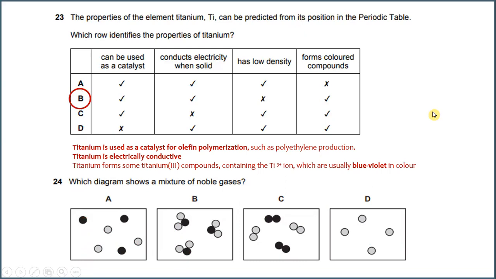Which diagram shows a mixture of noble gases? The answer for 24 is A.